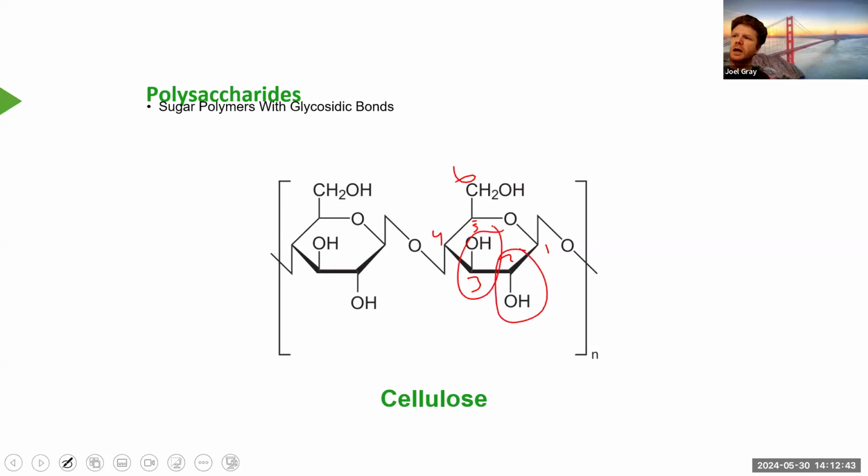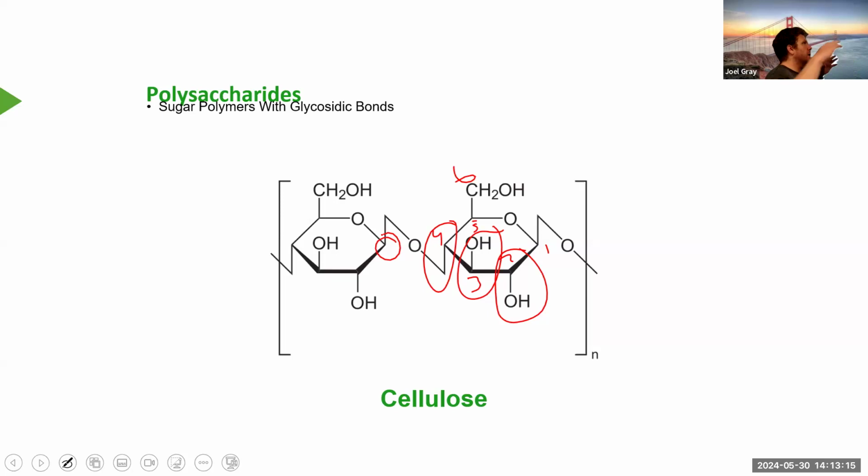3, our hydroxide is up. 4, our hydroxide is down. Now, it's not a hydroxide here, however, because what we've got is we have a linkage between carbon number 4 and carbon number 1. Now, carbon number 1, when we talk about glucose in its cyclic form, what is carbon number 1 also known as? It's an anomeric carbon. It's a newly formed chiral center.